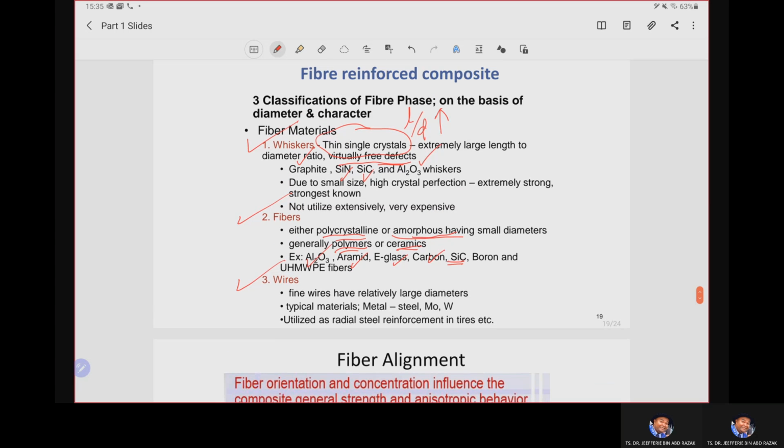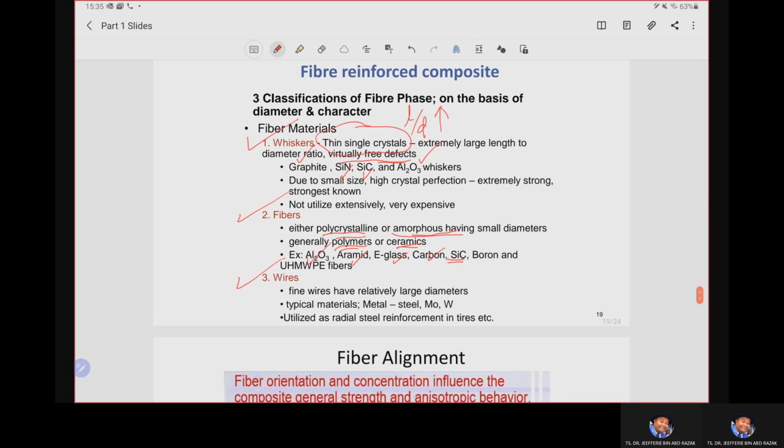So the last category of fibers is wires. The difference between wires and fibers and whiskers is their relatively large diameter. Examples of wires are steel wires, molybdenum wires, and tungsten wires. Typical applications using wires are wire mesh for pre-stressed concrete or radial steel wire reinforcement in automotive tires.